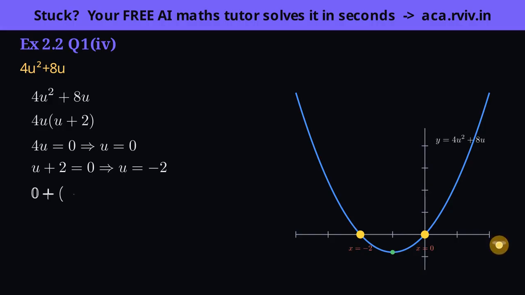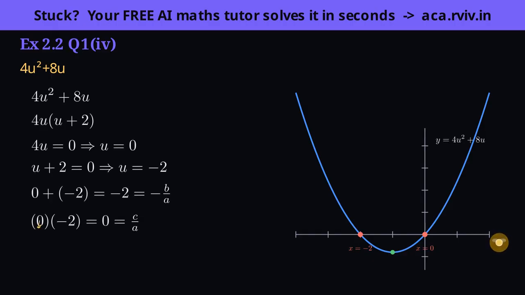Verify the sum. 0 plus minus 2 is minus 2, and minus b over a is minus 2. Matches. Verify the product. 0 times minus 2 is 0, and c over a is 0 too, since c is 0. Confirmed.